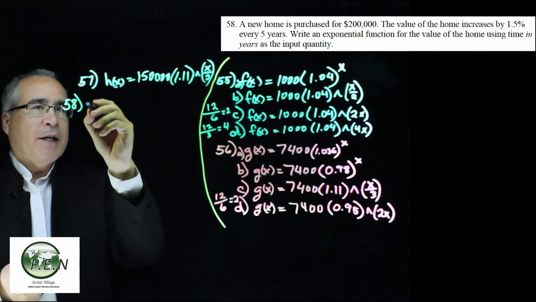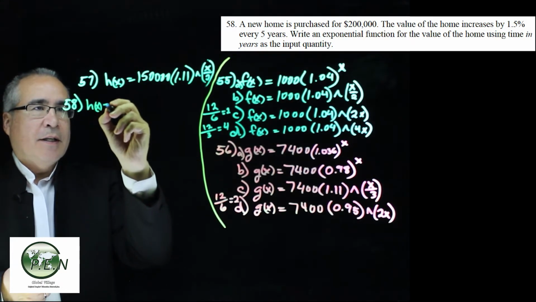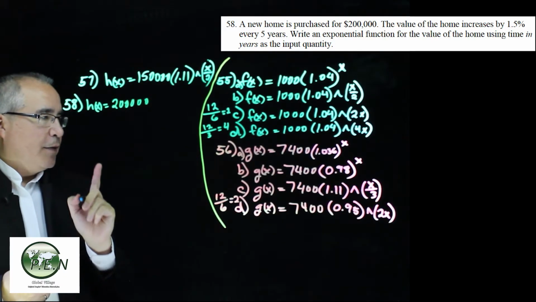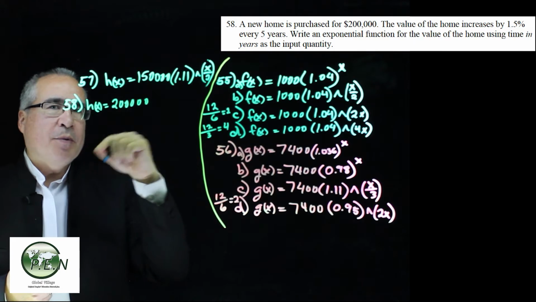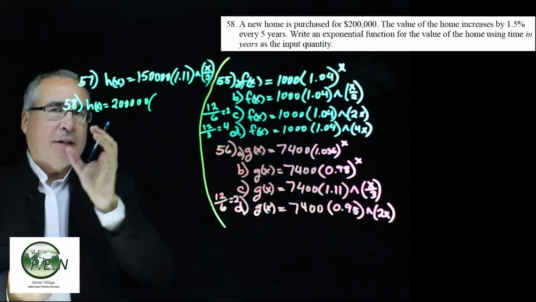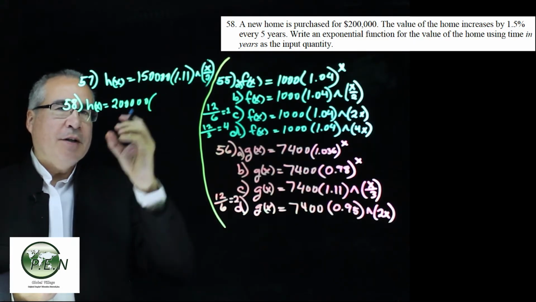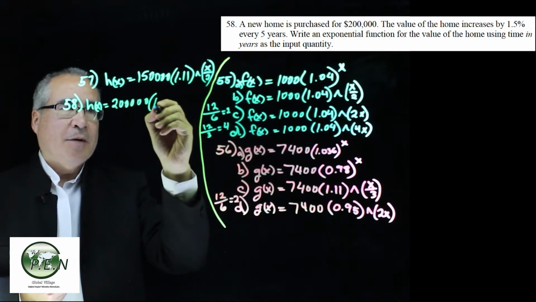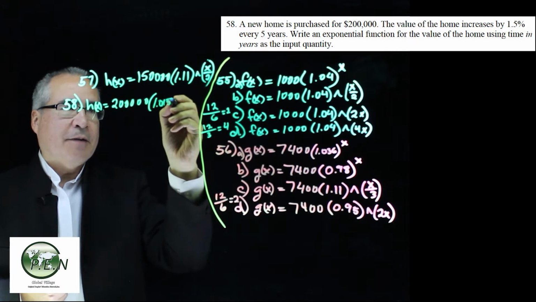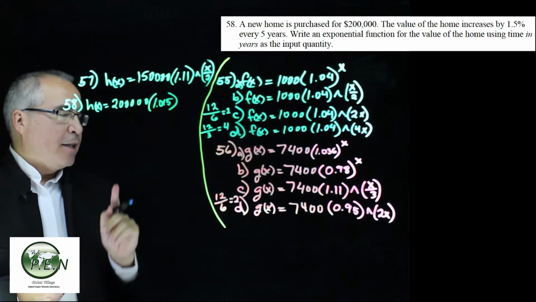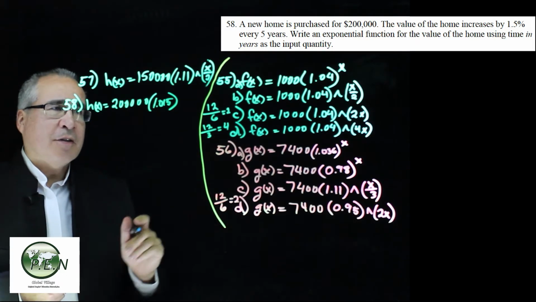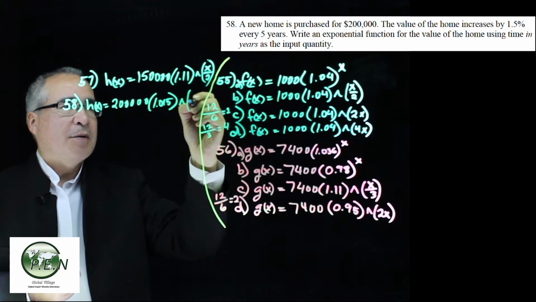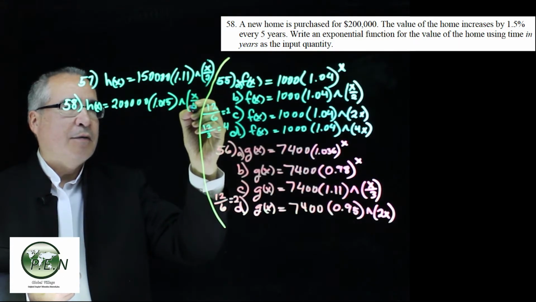Okay, this time we buy a new home, and its original value is 200,000. The value is increasing, which is good, by 1.5%. So that's 100 plus 1.5, 101.5%, or as a decimal, 1.015. And it does that every 5 years. Really slow growth, but at least it's growing, right? So our exponent is going to be x over 5.